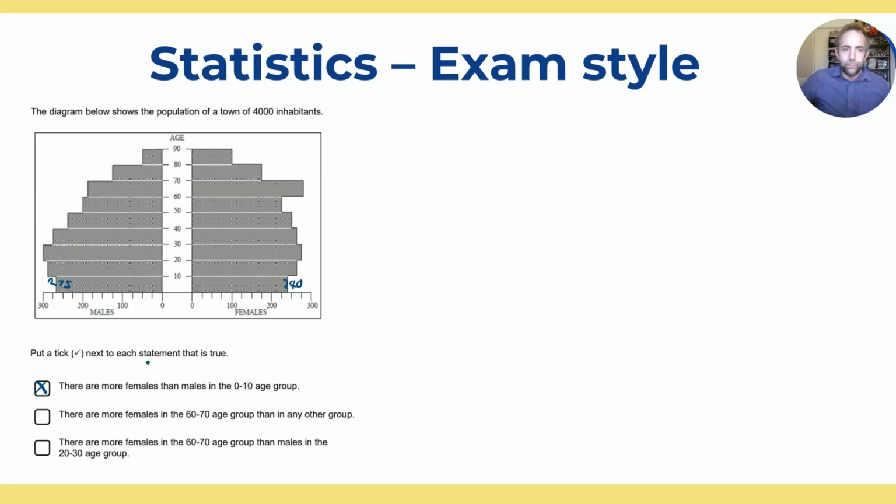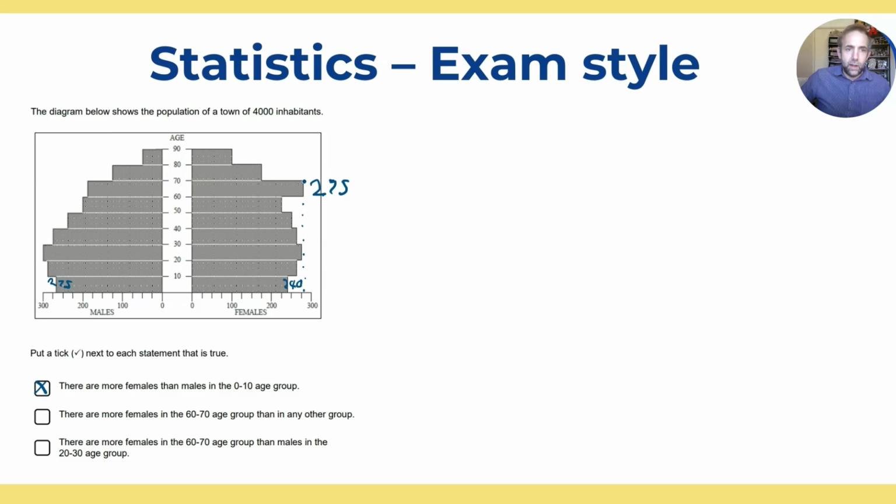There are more males. The next one says there are more females in the 60 to 70 age group than in any other group at all. So if we go to the females over here and we go up to the 60 to 70 age group, which would be this one here, this is where we are finishing. So sometimes it can be helpful to visualize a dotted line. So if I just draw a rough dotted line going down, okay, not perfect by any means, but that's roughly 275. So we'll put here 275.